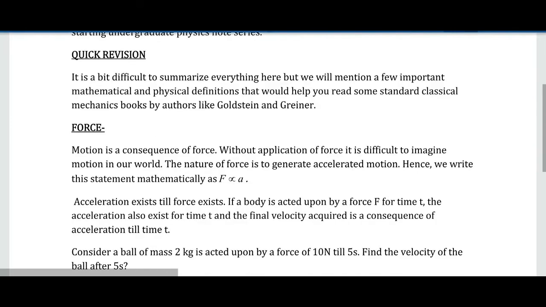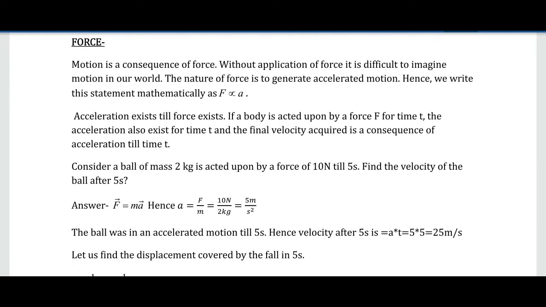So you might have studied about force. Let me give you a short review of what force is. You see, in our world, the motion is a consequence of force. It means the moment you give force to an object, the object moves. Without force, there is no motion. Now what type of motion does the force create? The force creates an accelerated motion.